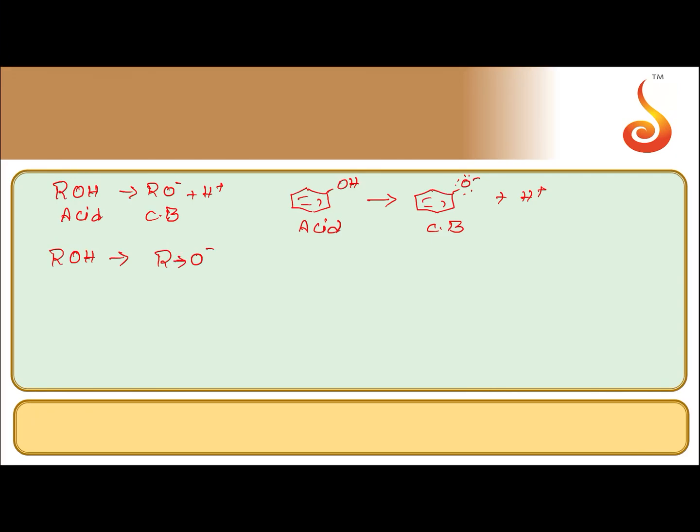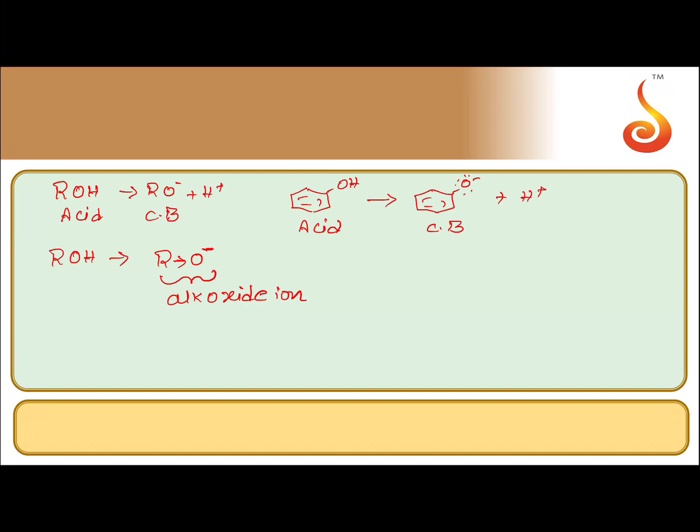So here what is happening? R is an electron releasing group. If it releases electrons towards oxygen, the charge intensity on oxygen increases. So stability decreases. So alkoxide ion is less stable. Means the conjugate base of alcohol is less stable, means alcohol is a weak acid.